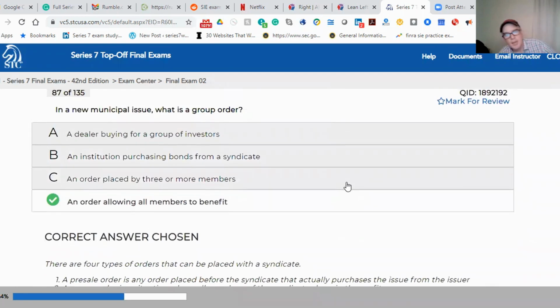So basically, with pre-sale and group orders, all of the commissions, markups, or profits are split by all the members of the syndicate. With a designated order, only the person making the sale gets it. That's why it comes third. And remember, basically nobody's making money on that.